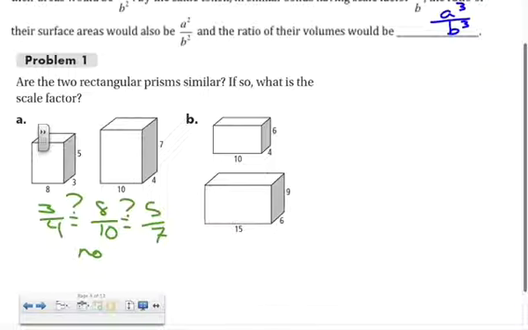In part B, are those dimensions proportional? Yes, they are. If you're not seeing it, this is what we're checking. Is 10 over 15 equivalent to 4 over 6 and equivalent to 6 over 9? And it is. The second part of the question is, what is the scale factor? Well, we wrote the scale factor 3 times. We just have to reduce it. What is the scale factor? 2 over 3. There it is.